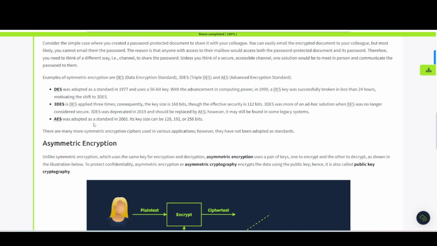AES was adopted as standard in 2001. Its key size can be 128, 192, and 256 bits. There are many more symmetric encryption ciphers and are used in various applications. However, they have not been adopted as standards.